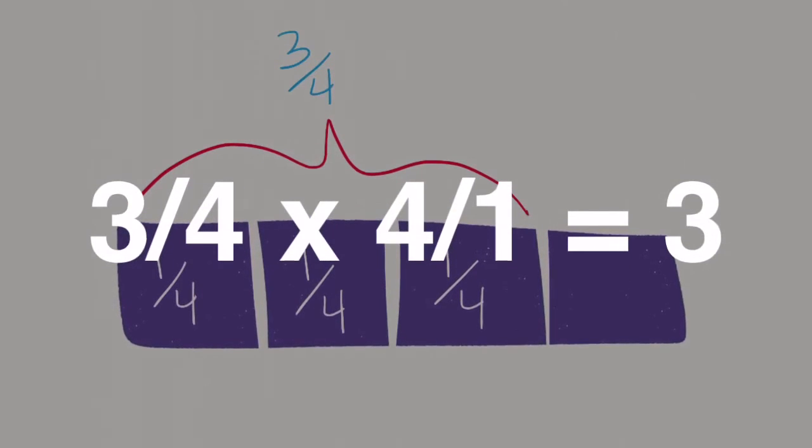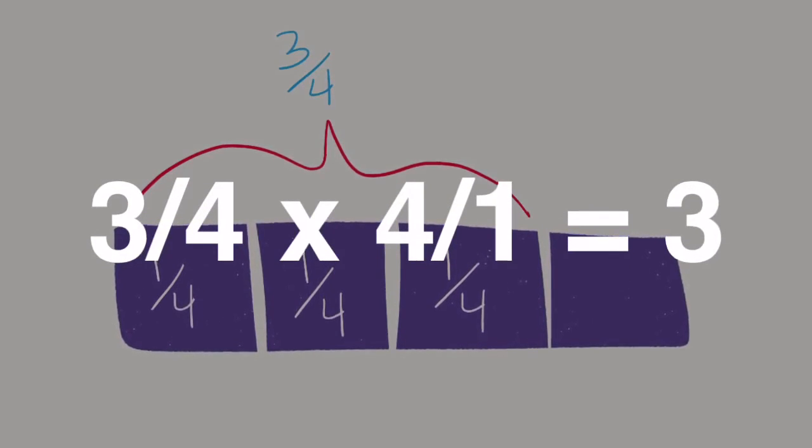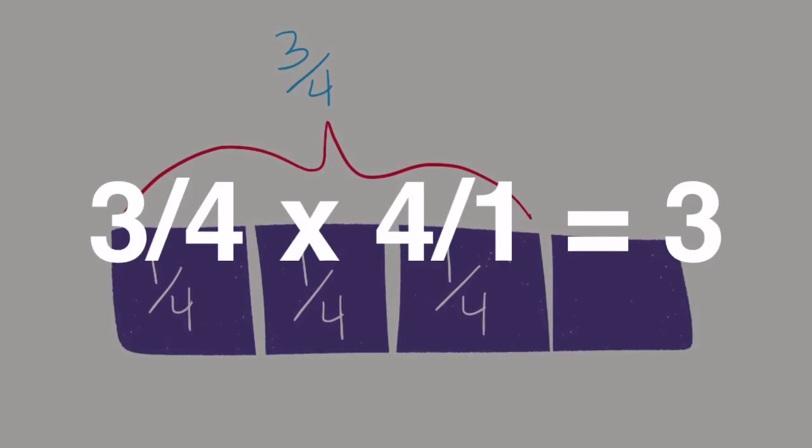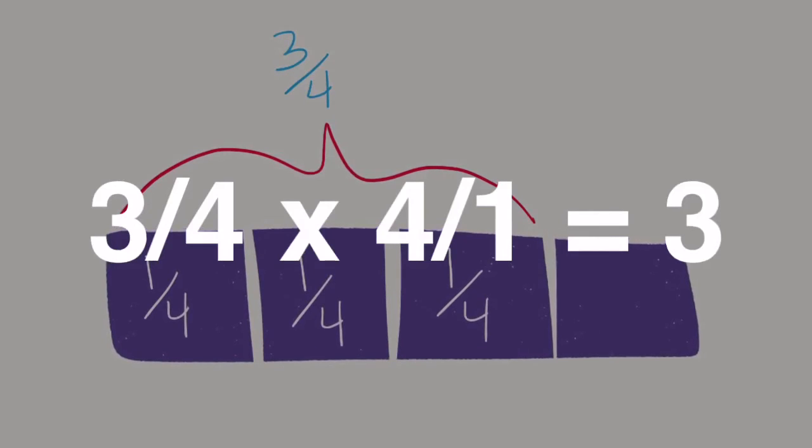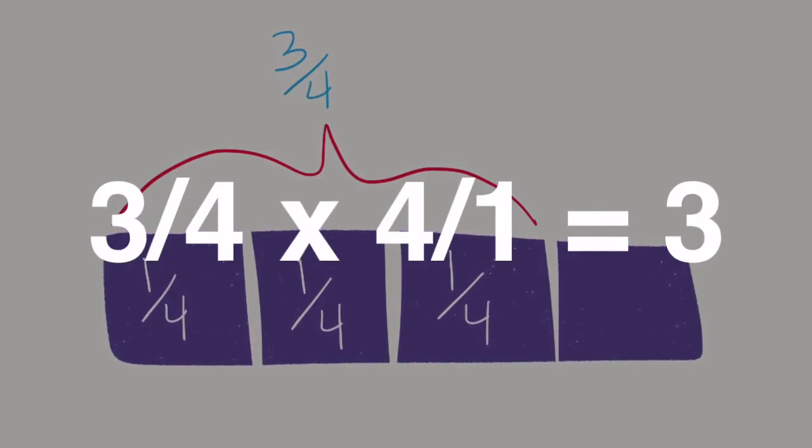And let's check this. Can we flip it and multiply by its reciprocal? 3/4 times 4/1? Well, that would equal 12 on the numerator and 4 on the denominator, and we'd simplify that to equal 3.